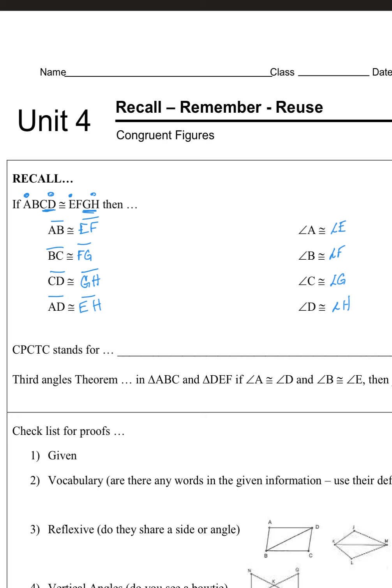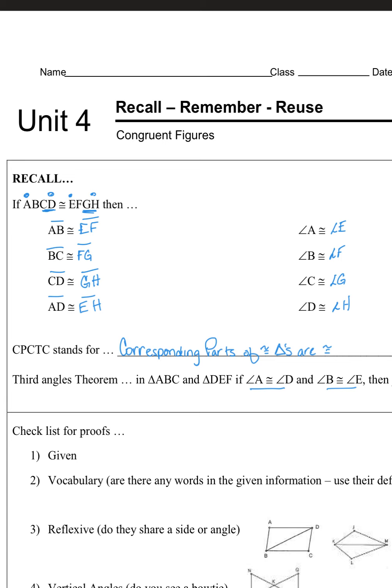Perfect. All right, the next thing says CPCTC stands for what? CPCTC is what actually allows us to do what we just did, and it says that corresponding parts of congruent triangles are congruent. And then the last little thing there, the third angles theorem, just says that if I have two triangles, and I know that two of the angles are congruent, then that means the third one would also have to be congruent. That's why it's called the third angles theorem.